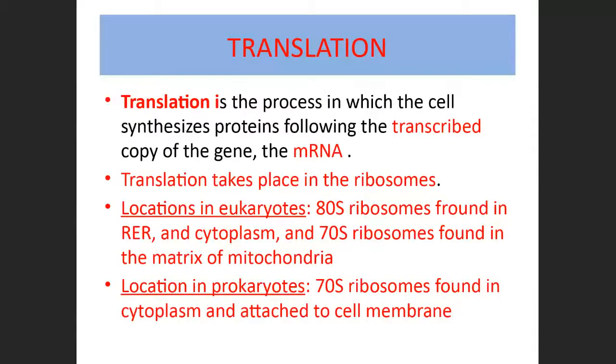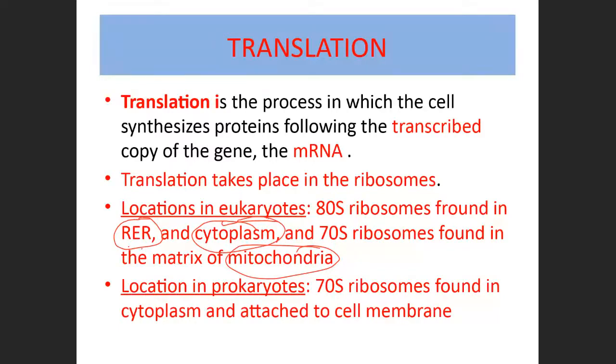So we're back to the same question, eukaryotes versus prokaryotes. The answer is any place where ribosomes are located, because the location of translation is ribosomes. In the case of eukaryotes, we find ribosomes in the rough endoplasmic reticulum and in the cytoplasm. But don't forget that eukaryotes also have ribosomes in the mitochondria.